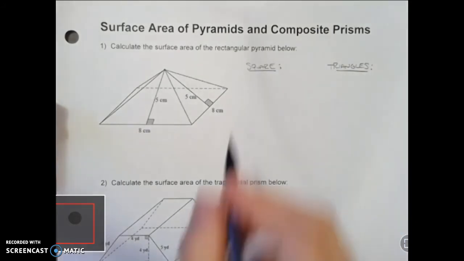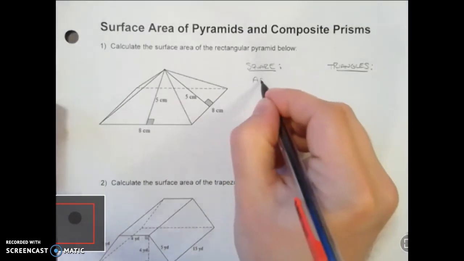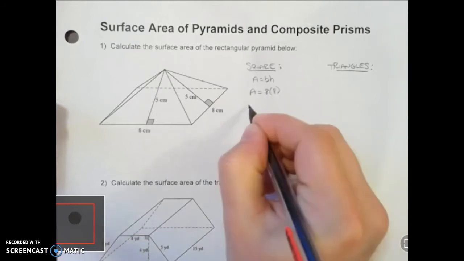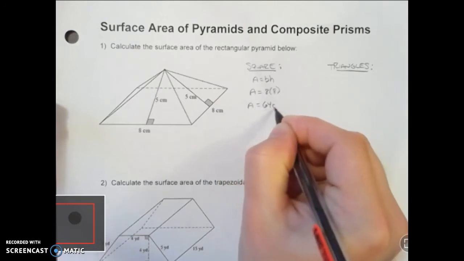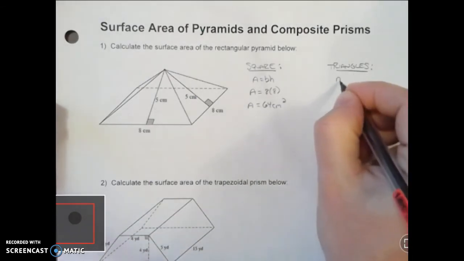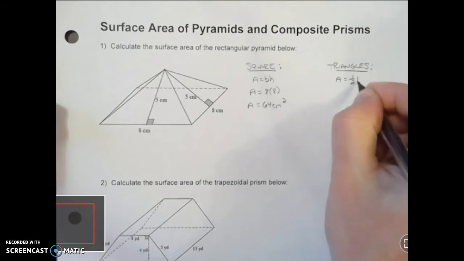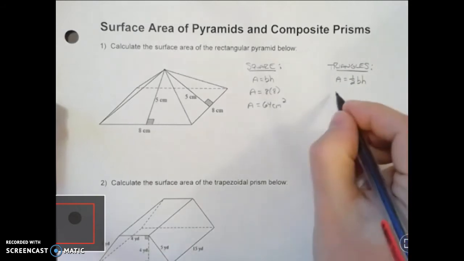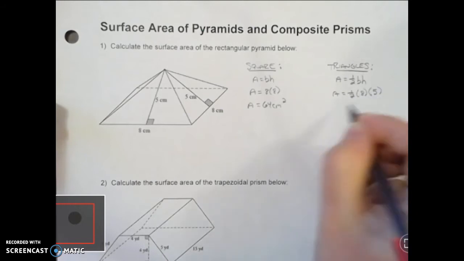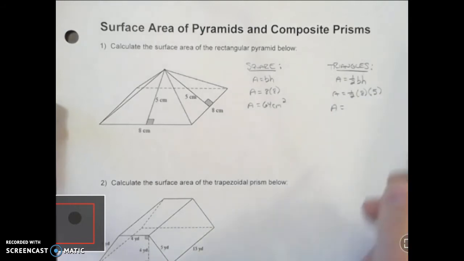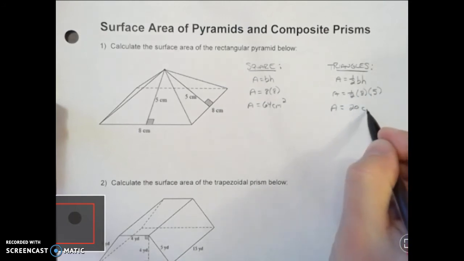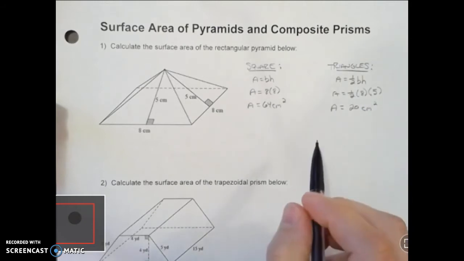Now let's start with the base. We know that for a square, the formula we're going to use is area equals base times height. And we know that it's an 8 by 8 square, which is going to give us an area of 64 square centimeters. For the triangles now, we know that the formula is 1/2 base times height to find the area. And we said before that the base is 8 centimeters and the height is 5 centimeters. And so we're going to be finding half of 8, which we know is 4. 4 times 5 is 20 square centimeters, and that's the area of one triangle.